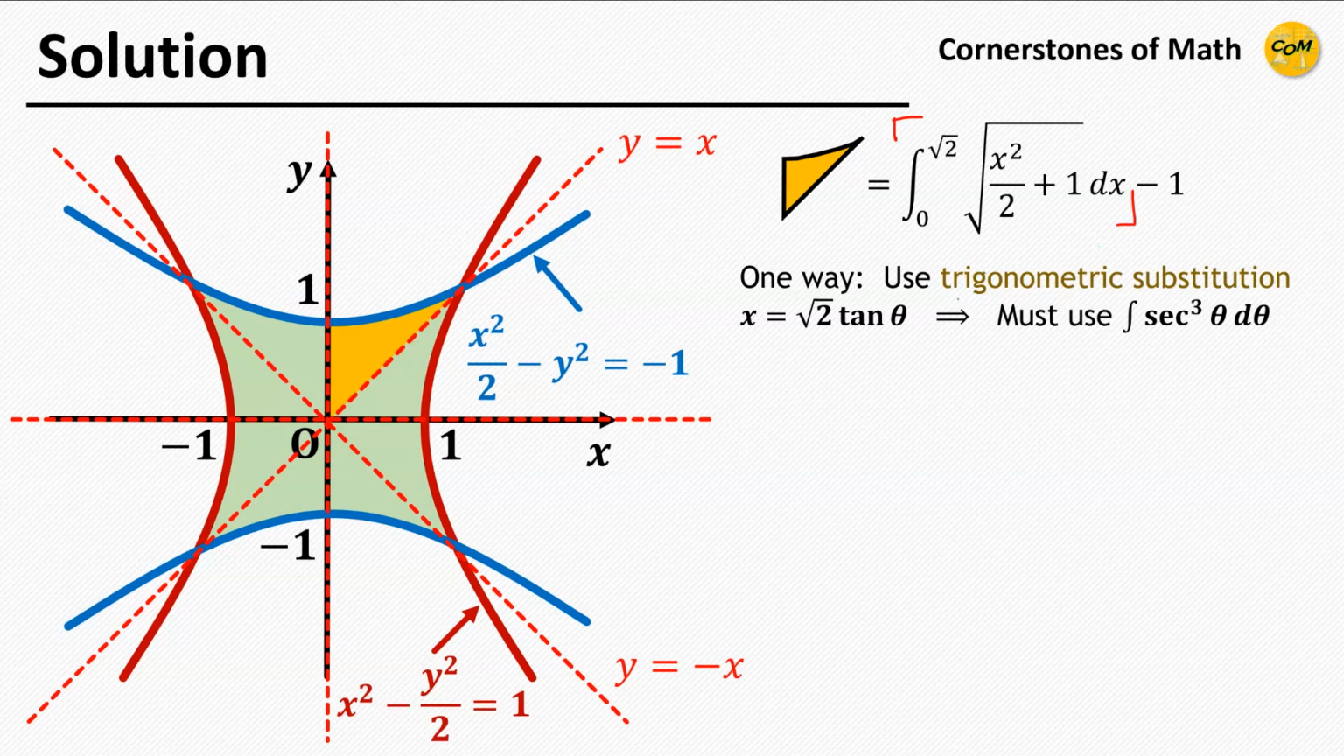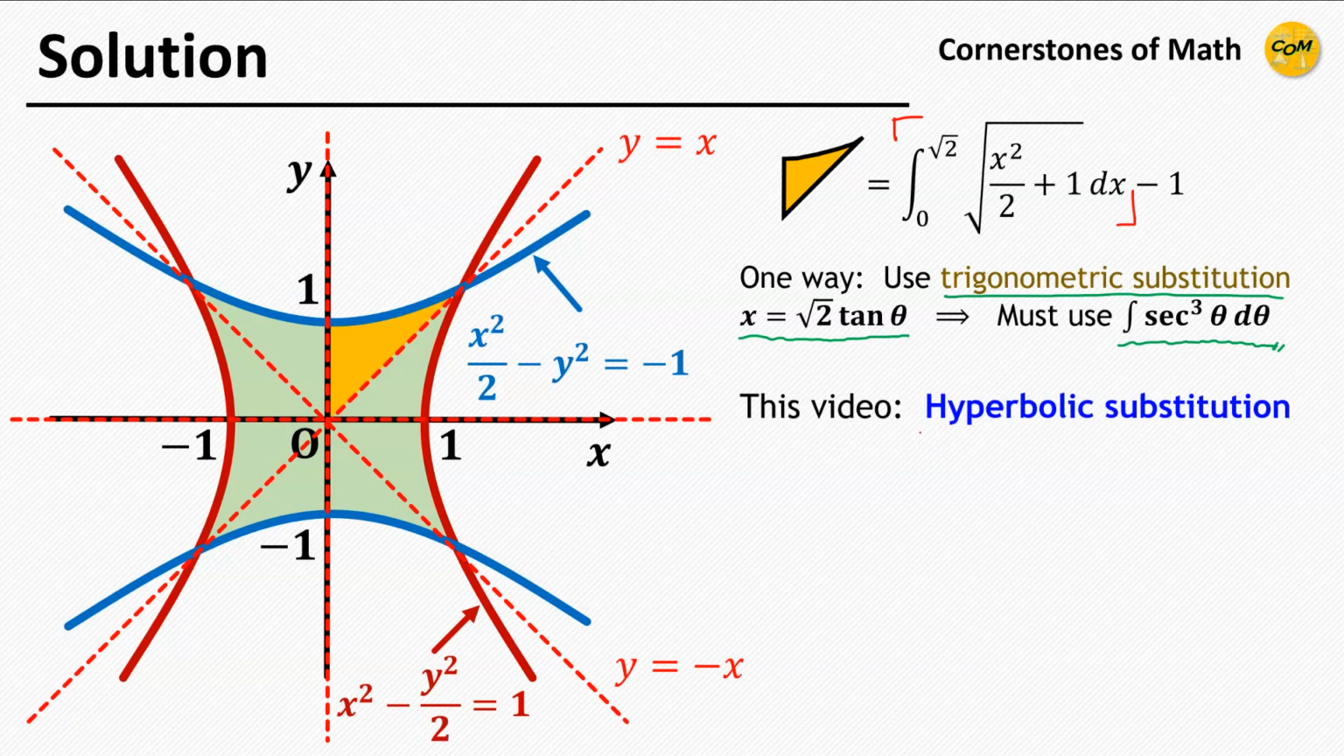One such way is to use trigonometric substitution, x equals square root of 2 tangent theta, which leads to the integral of secant cubed. But I am going to use a different method here, and if you are curious about the trigonometric substitution method, you can click the link on the top right corner or in the description to check out the related video I made in the past, which deals with a similar integral. In this video, I am going to use the hyperbolic substitution.